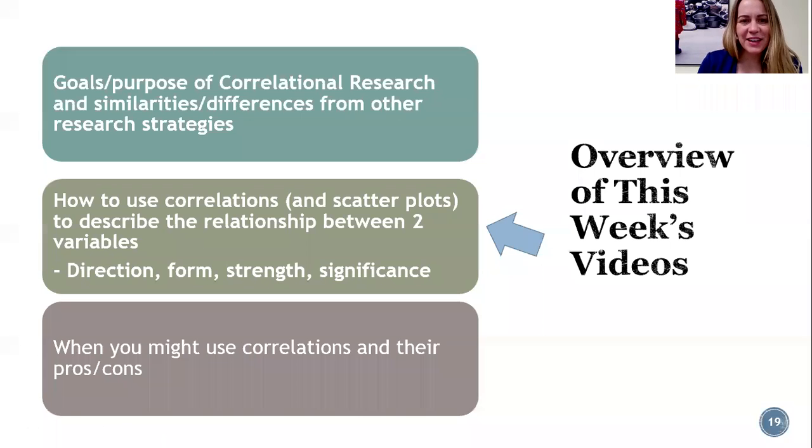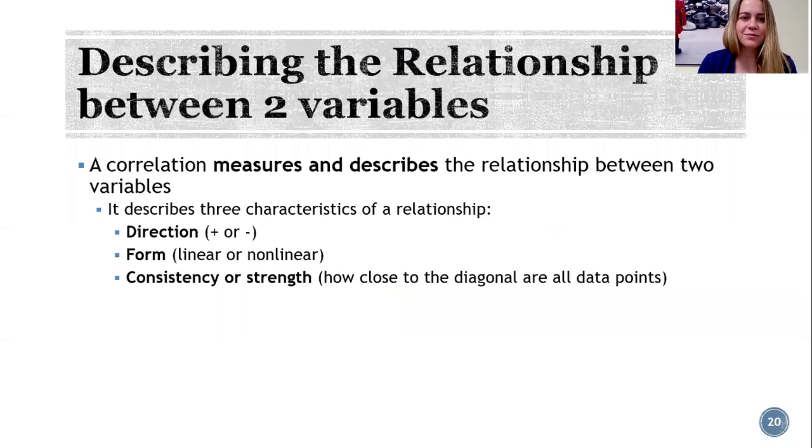Hi guys, in this video you're going to learn how we can use correlations and scatter plots to describe different things about the relationship between two variables. By the end of the video you'll know what we're talking about when we say we want to describe the direction, the form, the strength of a relationship, and how we would determine whether it's significant.